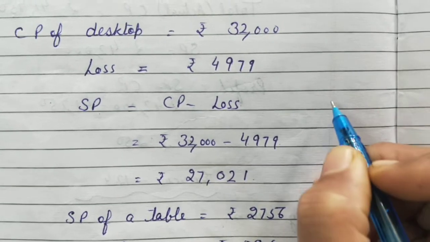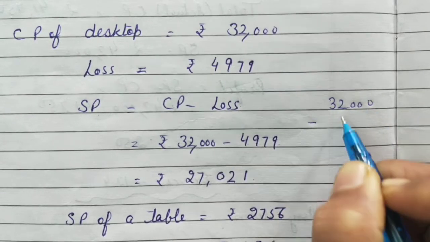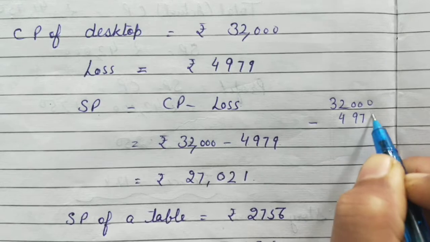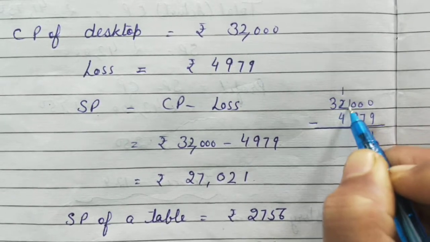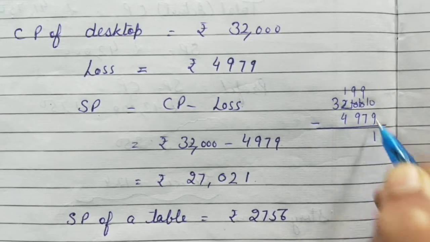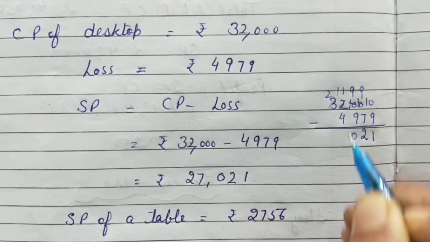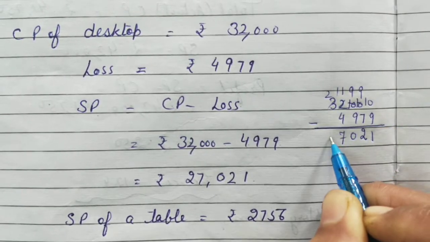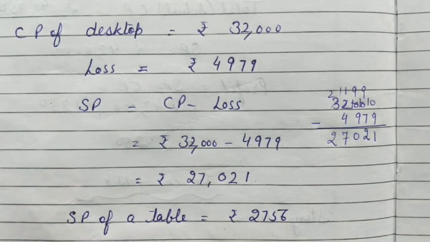Now 32,000 minus 4,979, answer is rupees 27,021. How can you subtract? 32,000 minus 4,979. Subtract, 1, carry 1, 10 minus 9, 1, 2, 0, 11, 7, 2. Answer is 27,021.